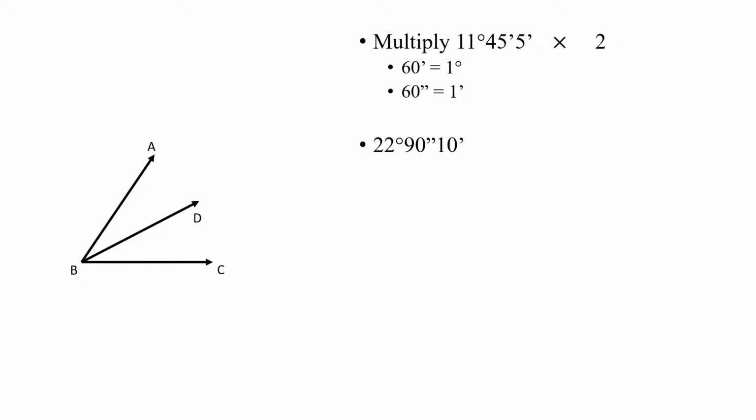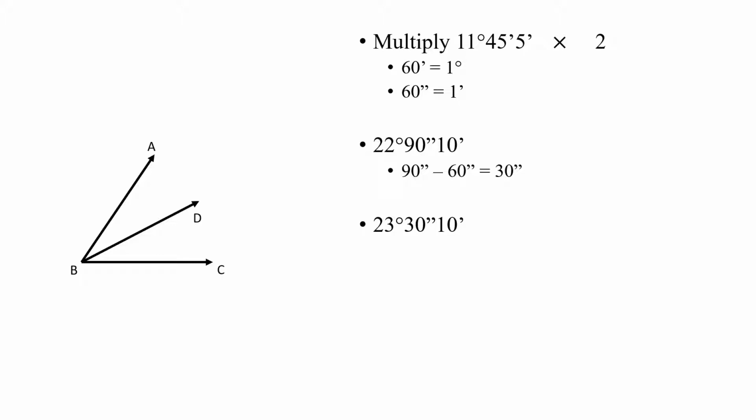Now, remember, you can't have more than 60 minutes. We have 90, so we have to do something with those excess minutes. There's 60 minutes in a degree, so we're going to subtract those 60 minutes, that 1 degree's worth. So we subtract 60 from 90 to give us 30 minutes. And we're going to take that 60 minutes we subtracted and add it as 1 degree to our degree count. So instead of having 22 degrees, we're going to have 23 degrees.